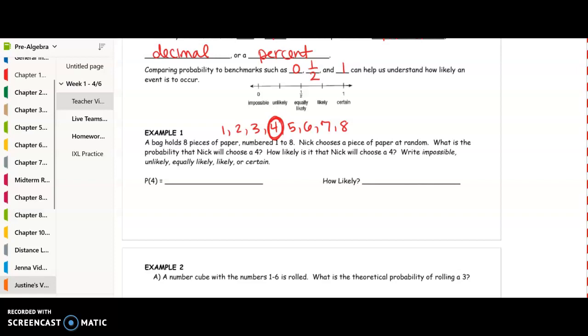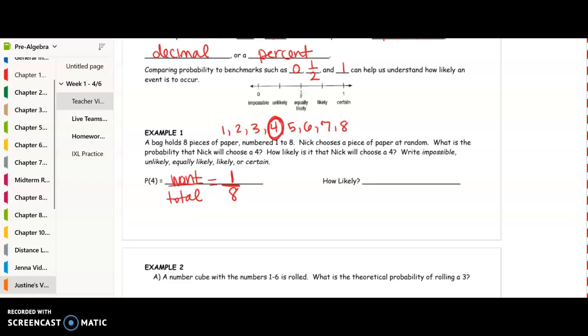Okay, so the probability of a 4 would be what we want to occur. So we want a 4 over the total possible outcomes. There's one 4, that's what we want to occur, over 8 total possible outcomes. So the probability of picking a 4 is 1/8.